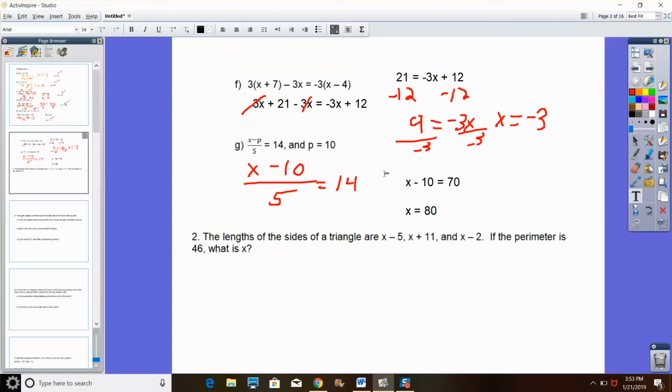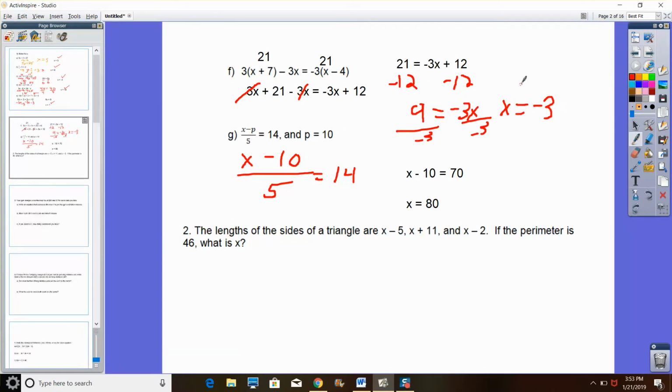Okay. So again, let's check those answers real quick. X equals negative 3. 3 times negative 3 plus 7, that's 4. That's 3 times 4, which is 12, minus 3 times negative 3, which is negative 9. So 12 minus negative 9 is 21. That's 21 on the left here. And then on the right here, we've got negative 3 minus 4. That's negative 7 times negative 3. That's also 21. So that is a good answer. So x equals negative 3 is correct.